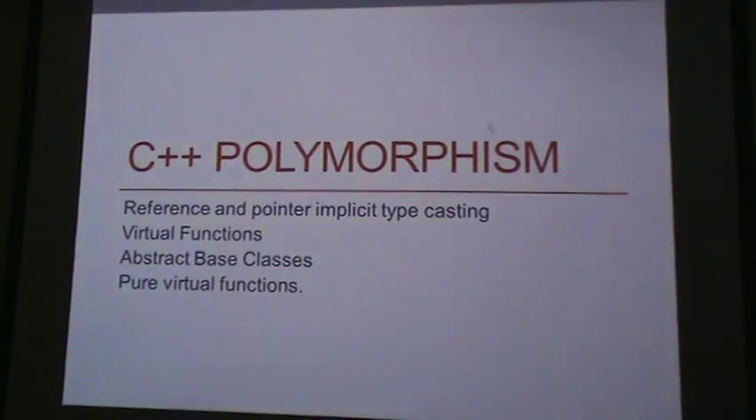So polymorphism in C++, we'll talk about references and pointers and how that implements implicit typecasting. And then we'll talk about a concept that's introduced in C++ that goes away in Java. It's the idea of virtual functions.